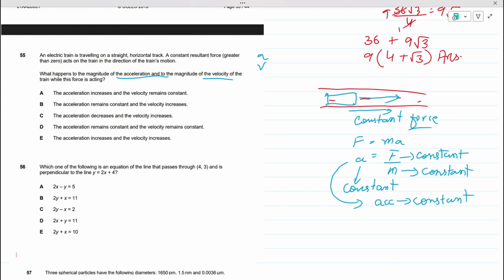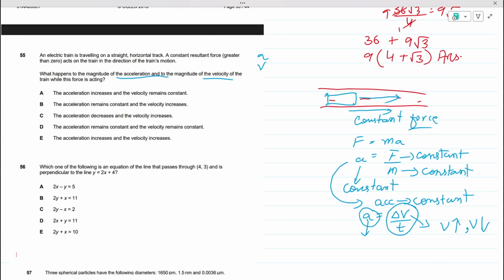What happens to the velocity? Velocity has to change, right? Acceleration is the change of velocity per unit time, right? If there is acceleration existing, even though that acceleration is constant, it doesn't matter at all, right? If acceleration is there, there must be a change in velocity, which means either velocity is increased or velocity is decreased. Now let's read our options where acceleration is constant and velocity either increases or decreases.